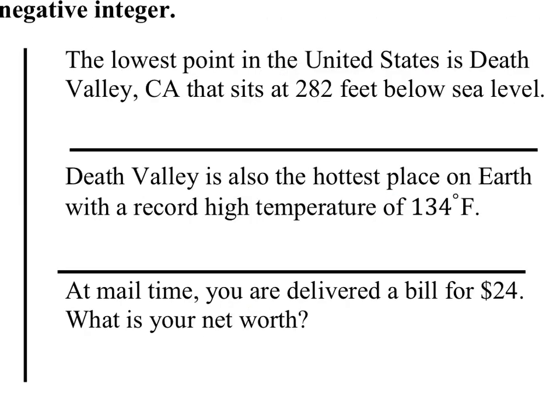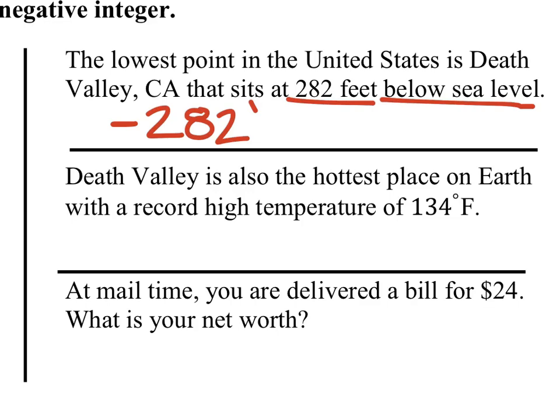So let's assign some values to these ones, okay? The lowest point in the United States is Death Valley, California. That sits at 282 feet below sea level. So this one is below sea level. Since it's below sea level, I know it's going to be negative, and then I can simply write the value there, 282. Now, if you want to label this as feet, that's okay. But we're just looking for the integer or the number itself that represents it. So it's not necessary that you label these specific problems.